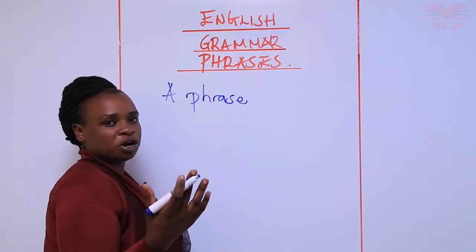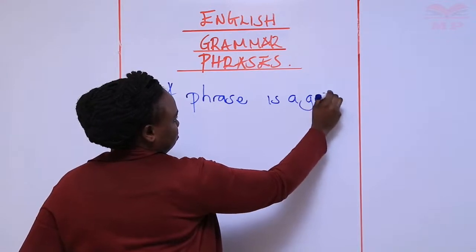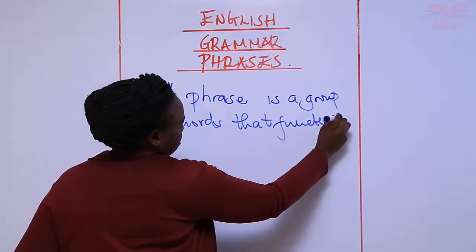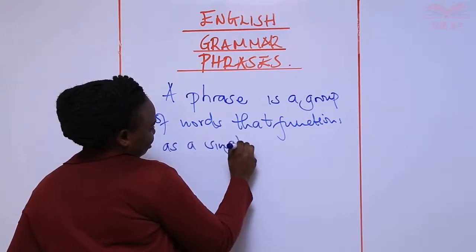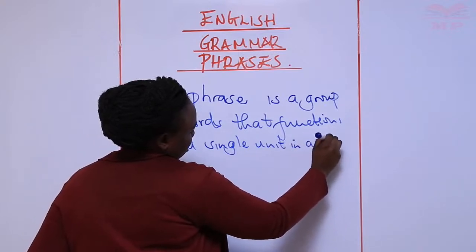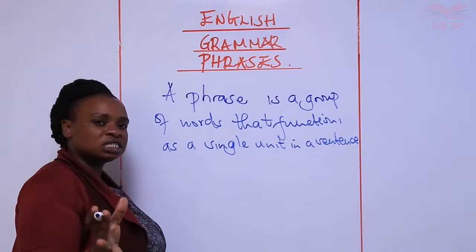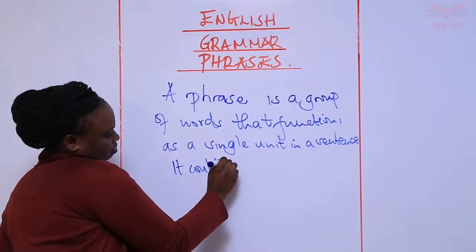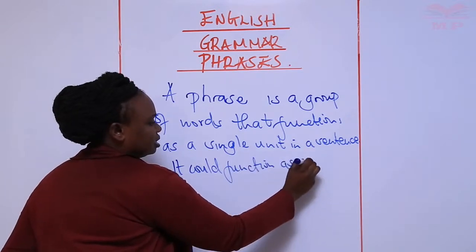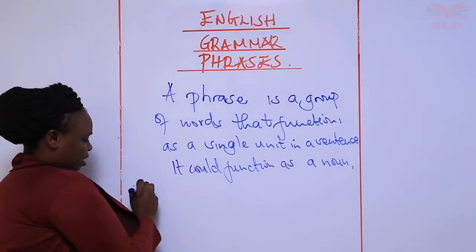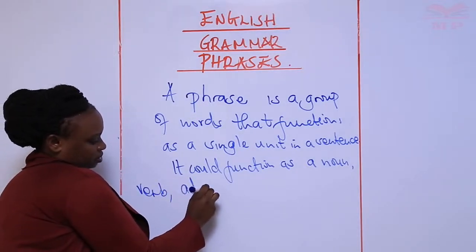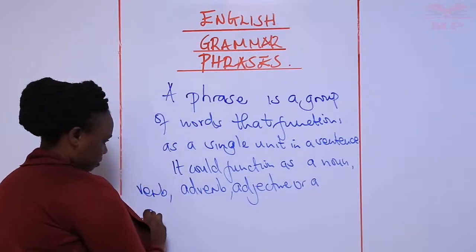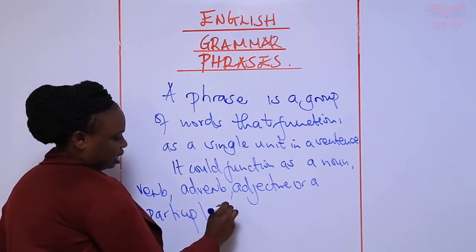Right from Form 1, you've been told that a phrase is a group of words that functions as a single unit in a sentence. So it's a group of words, but it functions as a single unit in a sentence. This single unit could function as a noun or a verb or an adverb, an adjective, or a participle. Oh, not to forget a preposition.